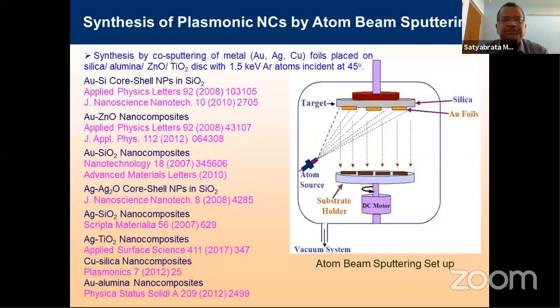These various plasmonic nanocomposites we have prepared by various routes, and atom beam sputtering is one such efficient route where you can prepare an array of plasmonic nanocomposites. You can see that we have synthesized gold silicon core shell nanostructures, gold germanium nanocomposites, so all different sorts of nanocomposites using the simple route of atom beam sputtering, in which you use neutral argon atoms of 1.5 keV energy. This is incident at 45 degrees, and the sputtered atoms are collected onto different substrates on a rotating substrate holder. One needs to just increase the sputtering time to get different thicknesses of these films. And of course, one can control the area coverage by placing metallic foils on different semiconducting or insulating targets to produce nanocomposites of interest.